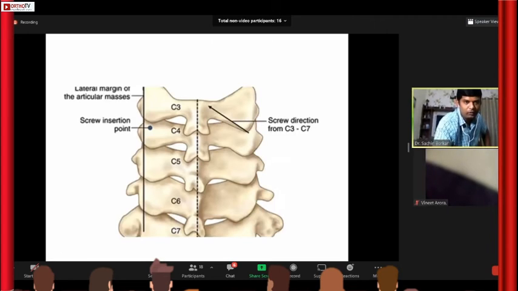For the entry point, we have to define the facet joint above and draw a central vertical line dividing this facet joint into two parts. The entry point is around 1 to 2 millimeters below and lateral, not medial, because here just below the facet joint and lateral is the entry point. The mediolateral trajectory, we already said, is around 45 degrees. And the craniocaudal trajectory is actually decided by a C-arm.